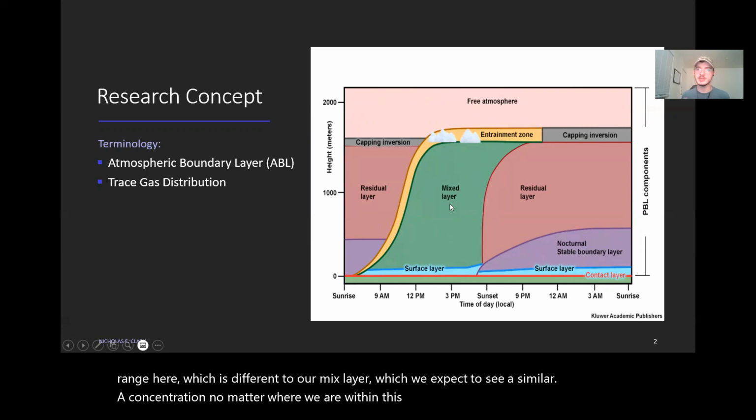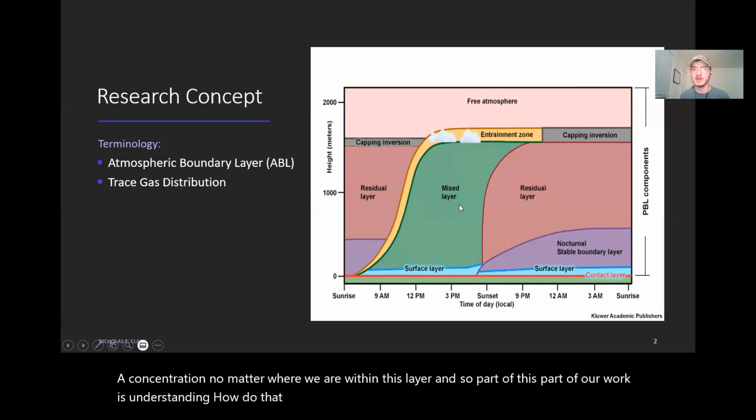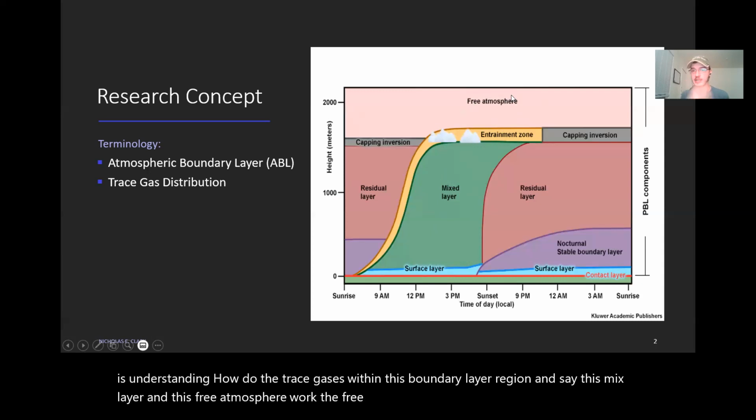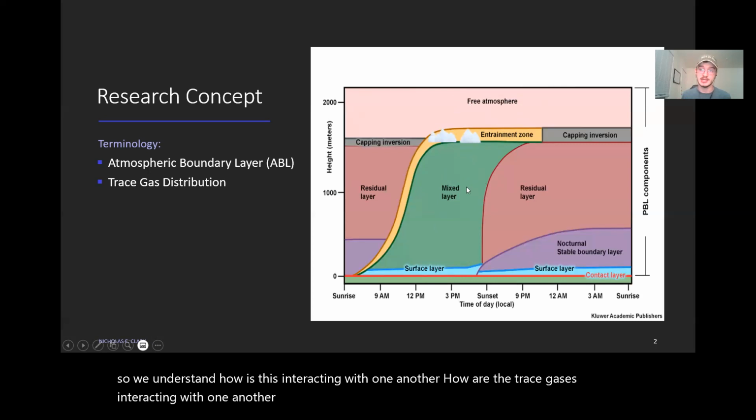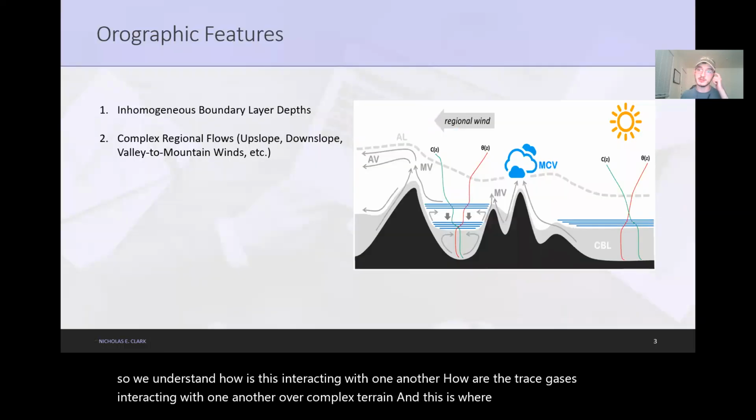Part of our work is understanding how the trace gases within this boundary layer region, say this mixed layer, and this free atmosphere work. The free atmosphere is just the layer above the ABL. We want to understand how these are interacting with one another, how the trace gases are interacting over complex terrain. And this is where the second part of our work comes in.